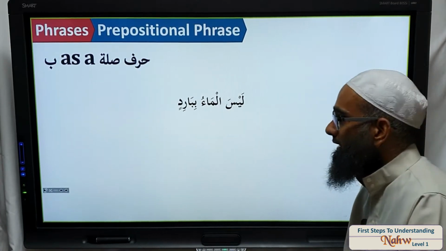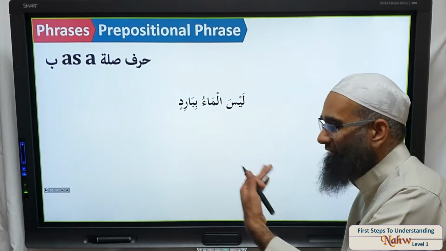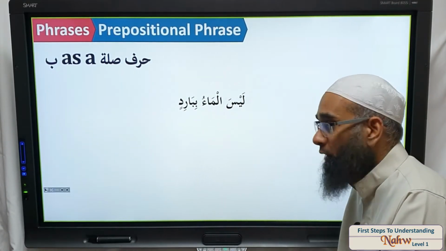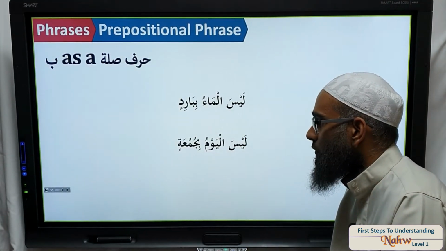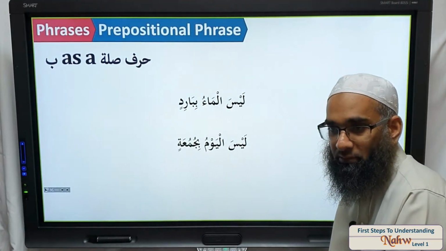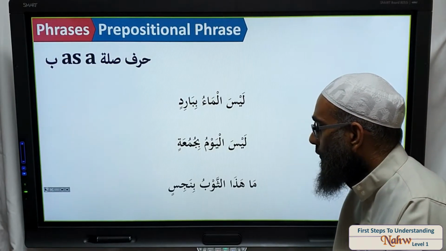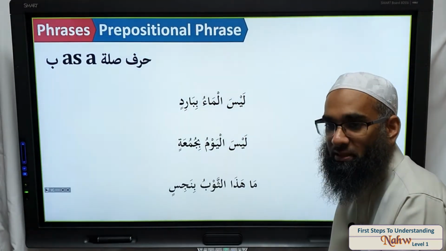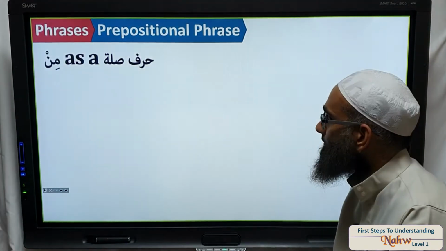Okay, for example, لَيْسَ الْمَاءُ بِبَارِدٍ. What does this mean? Let's go through it quickly, it's very easy. لَيْسَ الْمَاءُ بِبَارِدٍ. The water is not cold. لَيْسَ الْيَوْمُ بِجُمُعَةٍ. Today is not Friday. مَا هَذَا الثَّوْبُ بِنَجِسٍ. Najis means impure. So مَا هَذَا الثَّوْبُ بِنَجِسٍ. This cloth is not impure.